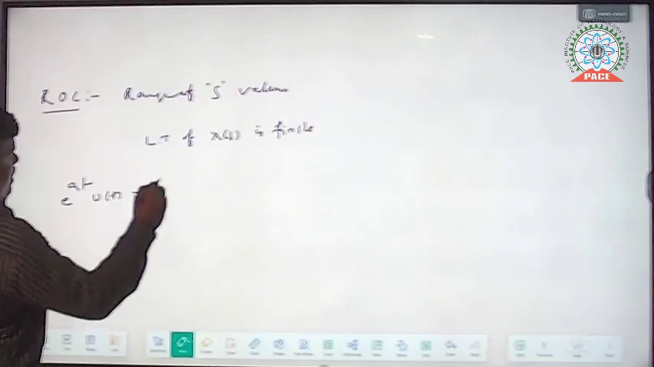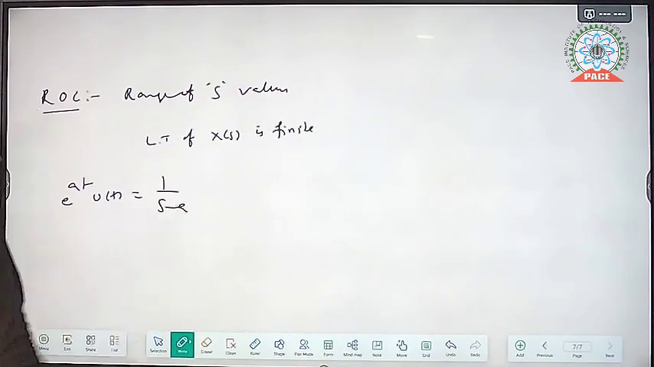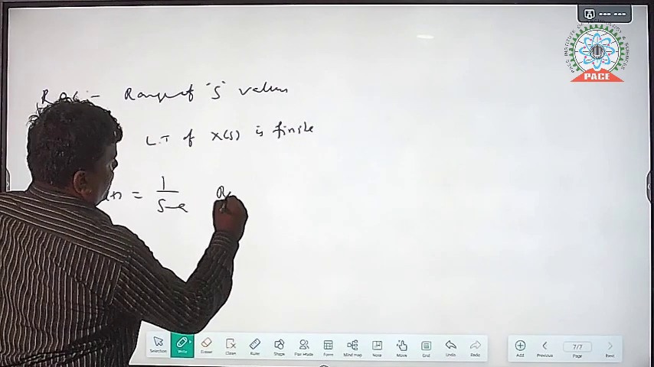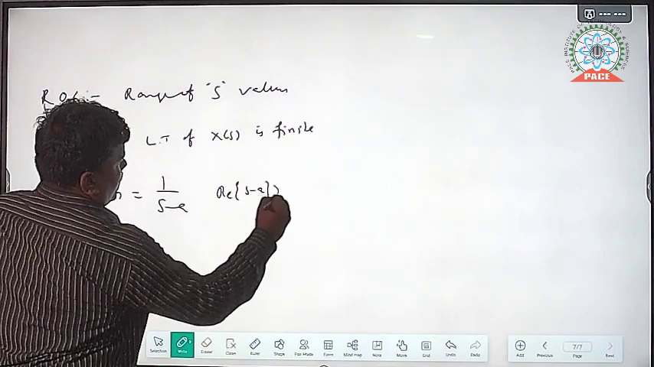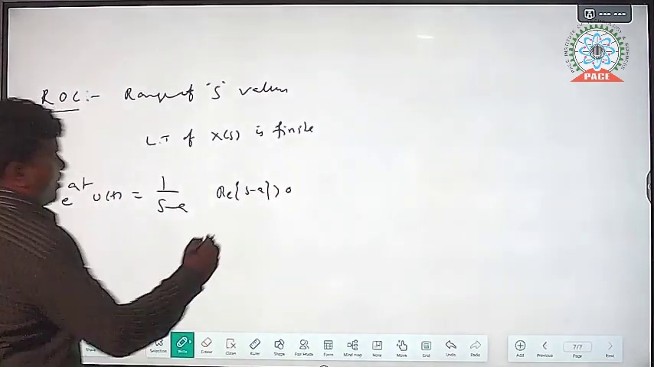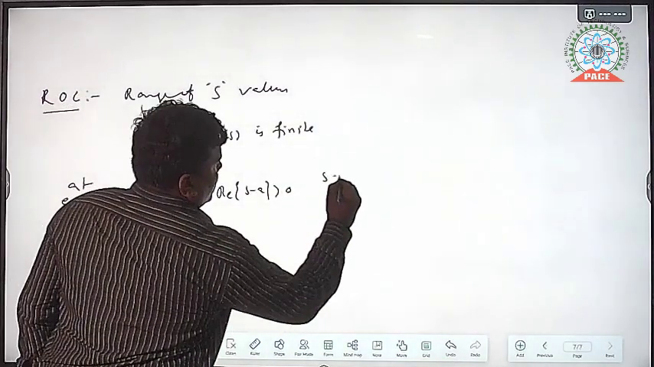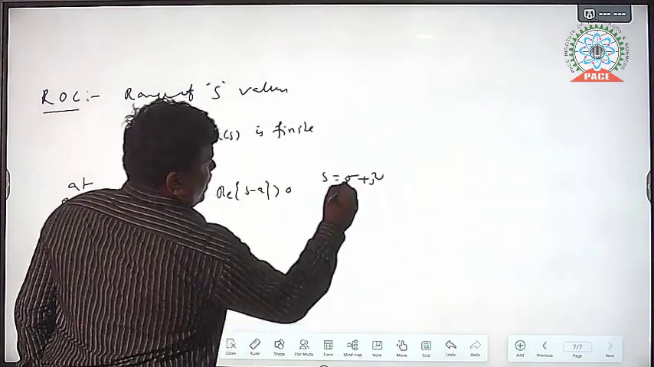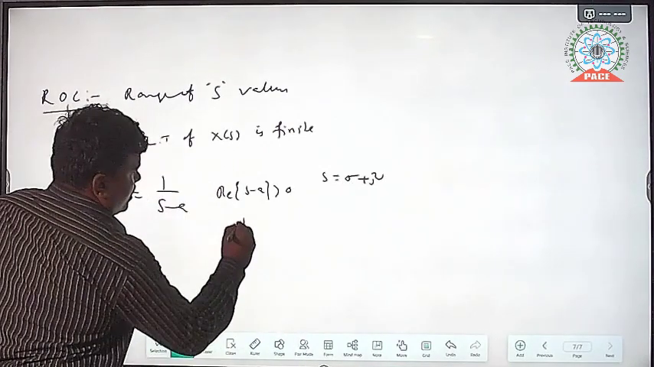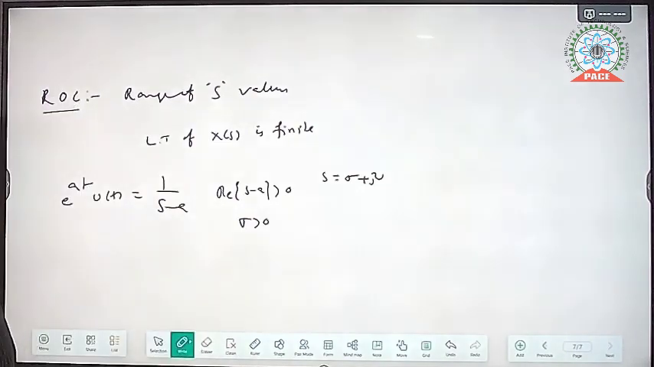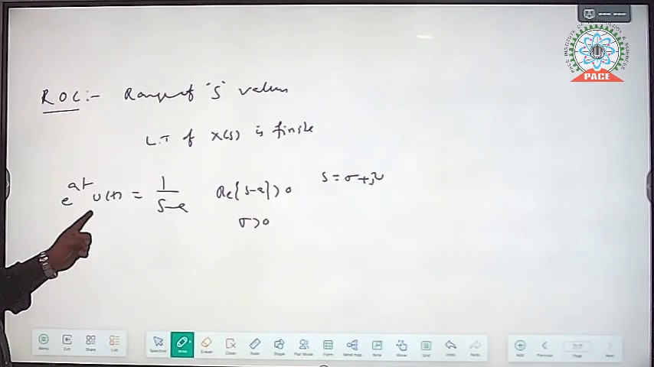So the real part of S minus A is greater than 0. That means the real part of S, where S equals sigma plus j omega, so the real part of S means sigma. So sigma is greater than 0. The Laplace transform of e power at u of t, 1 by S minus A, exists when sigma is greater than 0. So this is the region of convergence.